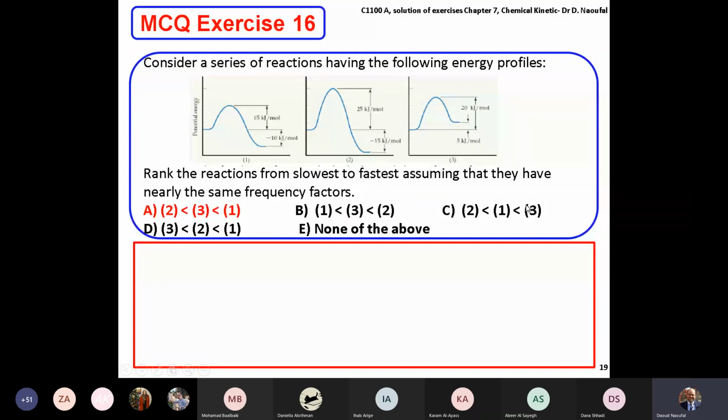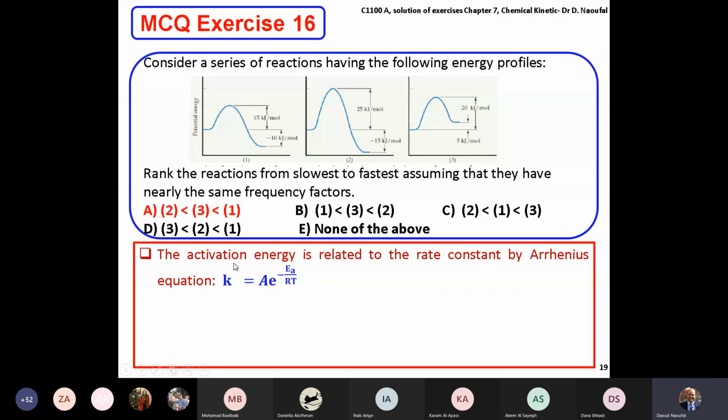MCQ exercise 16. Consider a series of reactions having the following energy profiles. Rank the reactions from slowest to fastest, assuming that they have nearly the same frequency factor. So these reactions are realized at the same conditions, and the variable in these reactions is the activation energy.